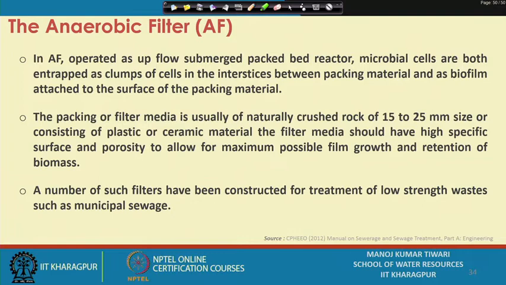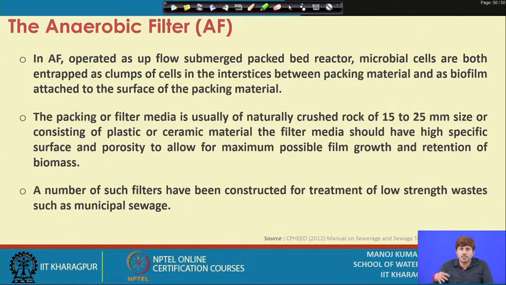The packing material allows the microbial cells to grow and form a biofilm on the surface of whatever packing material is used, and then the water is filtered through this. This packing or filter media is usually naturally crushed rock, of around 15 to 25 mm diameter, which is the typical size of the particles. It can also be plastic or ceramic material instead of rock.